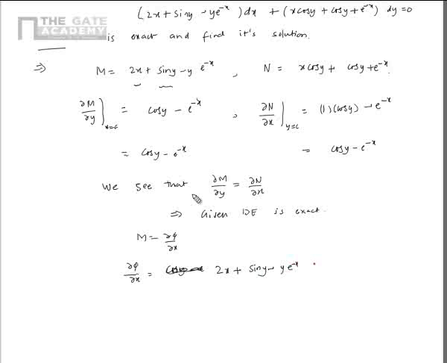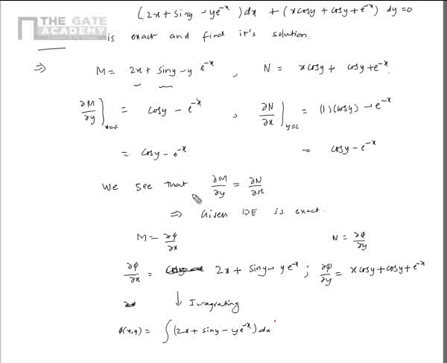And similarly N is ∂φ/∂y, so let me write here itself: ∂φ/∂y is basically N, which is x cos y plus cos y plus e^(-x). So if I integrate this with respect to x, I can get φ(x, y) equal to the integral of 2x plus sin y minus y e^(-x) dx.